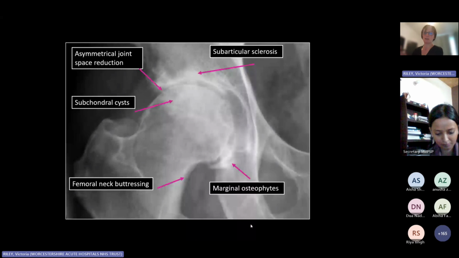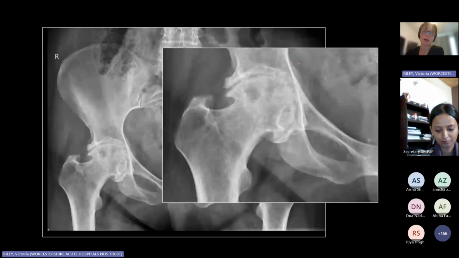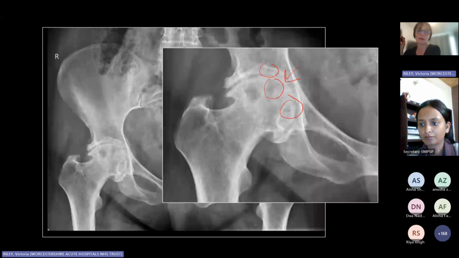So if we look at this patient, significant, almost bone on bone, I would say, joint space reduction, superior medially. We've got extensive subchondral cystic changes, both within the femoral head and within the acetabulum. We've got large marginal osteophytes laterally, which in themselves are likely to be causing the patient a degree of impingement and restricted rotation, and we've got that smooth new bone formation medially in keeping with femoral neck buttressing.